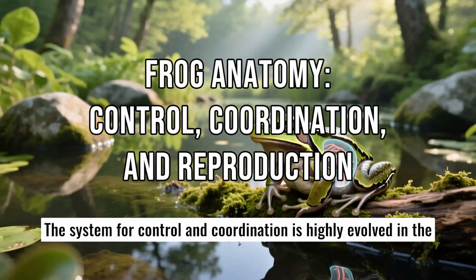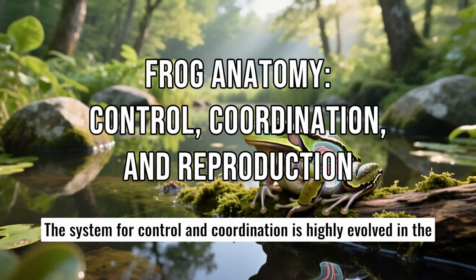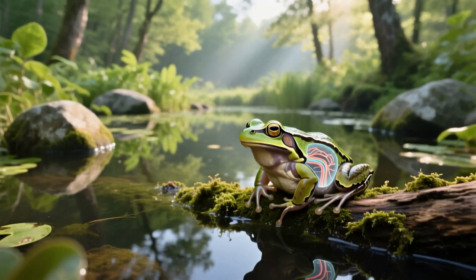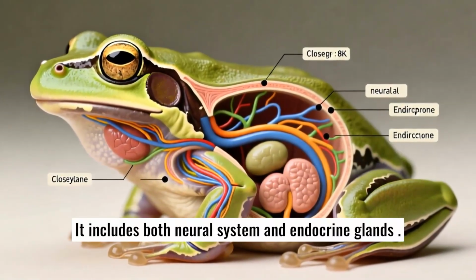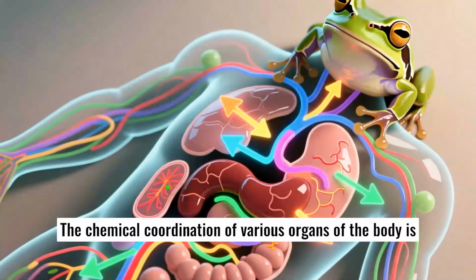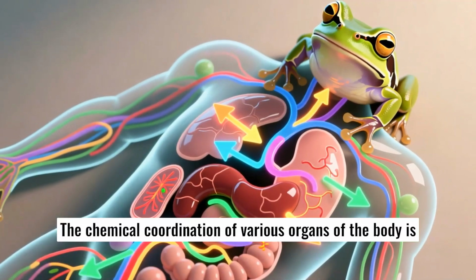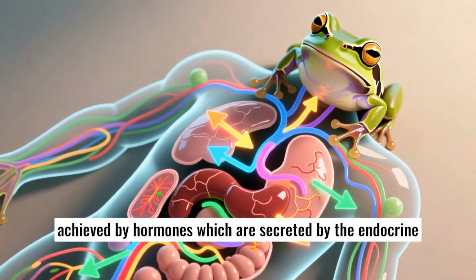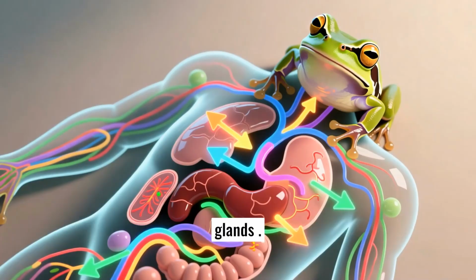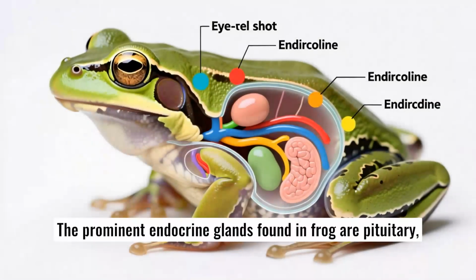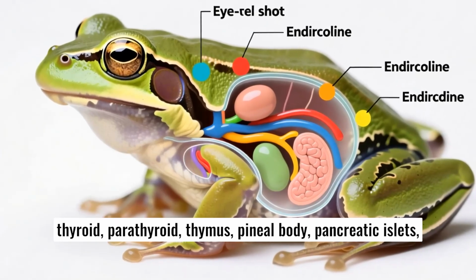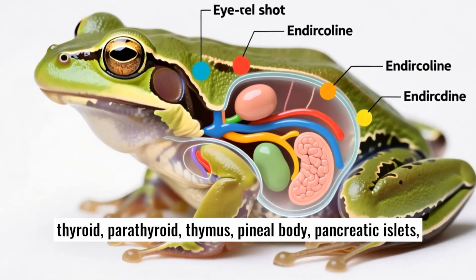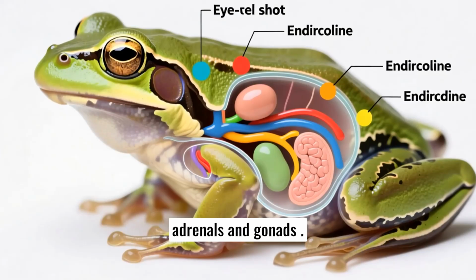The system for control and coordination is highly evolved in the frog. It includes both neural system and endocrine glands. The chemical coordination of various organs of the body is achieved by hormones, which are secreted by the endocrine glands. The prominent endocrine glands found in frog are pituitary, thyroid, parathyroid, thymus, pineal body, pancreatic islets, adrenals, and gonads.